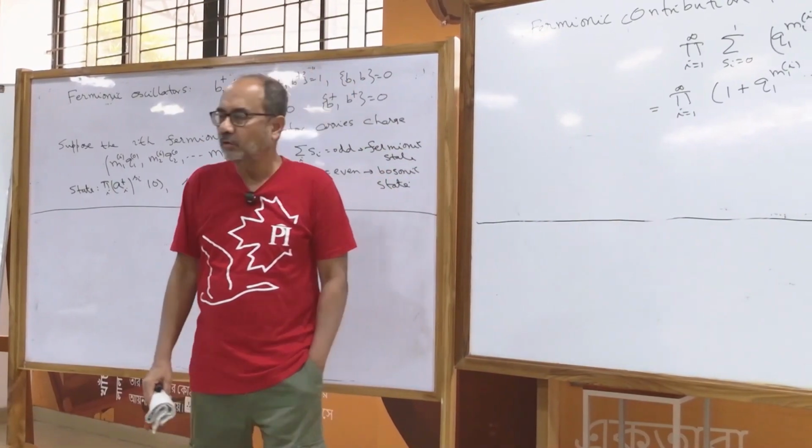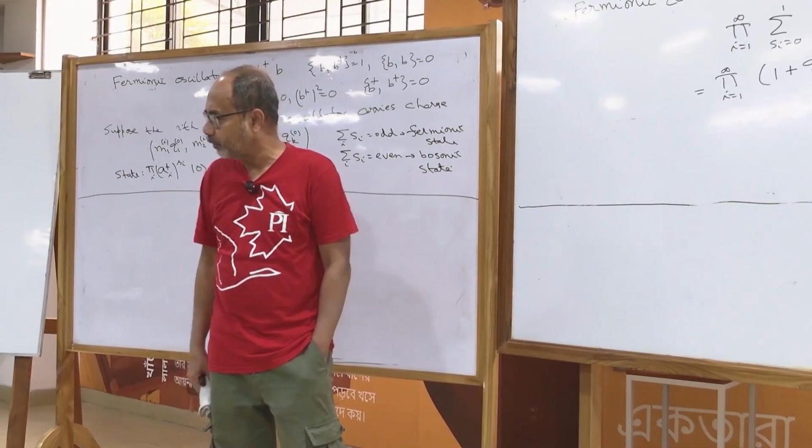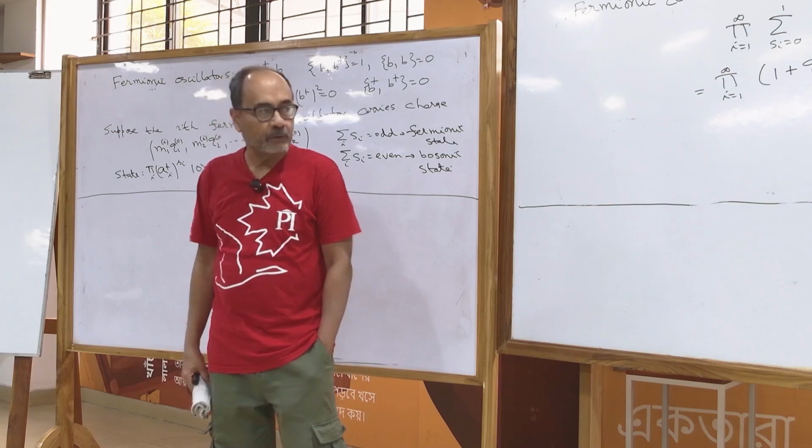So, what should we do to repair this, right? Suppose you want to really count the number of fermions minus number of bosons, right? What will change?